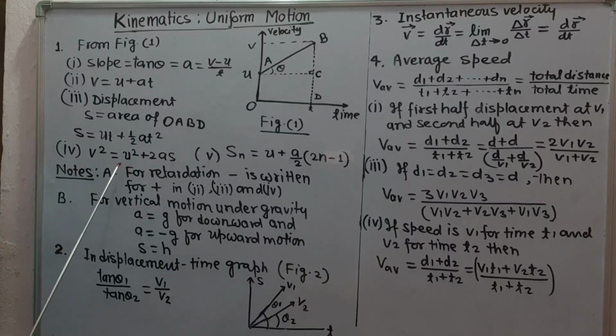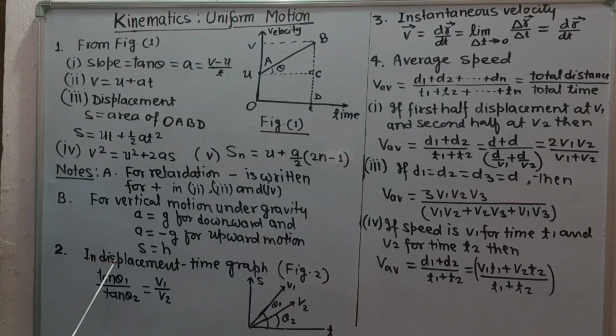Notes: first, for retardation we replace plus with minus in these equations. We replace plus with minus in equations 2, 3 and 4. Second, for vertical motion a is replaced by plus g for downward motion and a is replaced with minus g for upward motion, and s is replaced by h, height, in equations 2, 3 and 4.